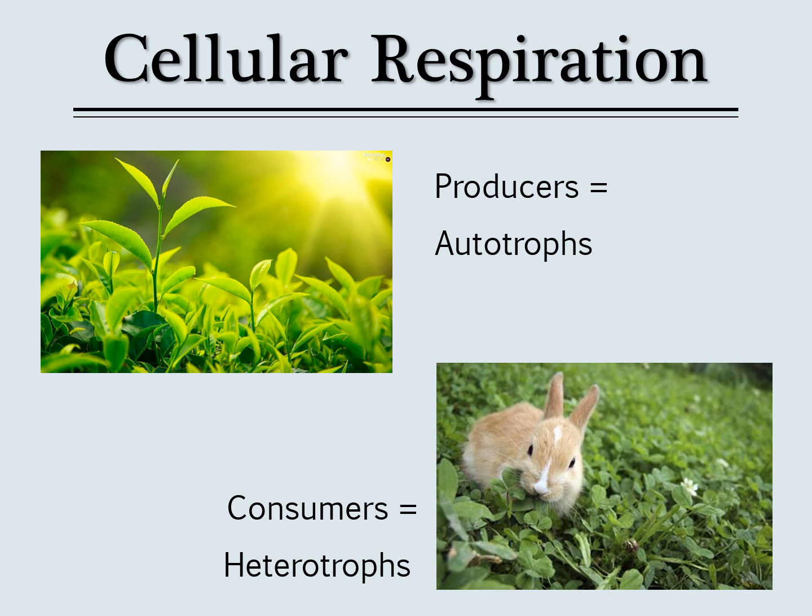Let's look at the process called cellular respiration. It is important to know that autotrophs and heterotrophs, or all organisms, go through the process of cellular respiration. This process is how organisms get energy from glucose, or sugar molecules. The difference in autotrophs and heterotrophs is how they get the glucose in the first place.